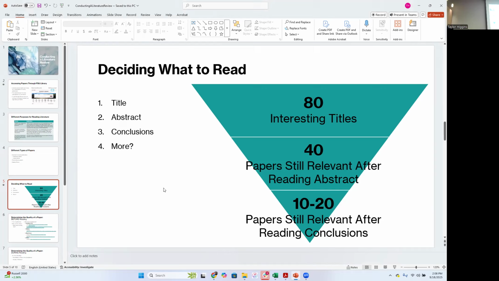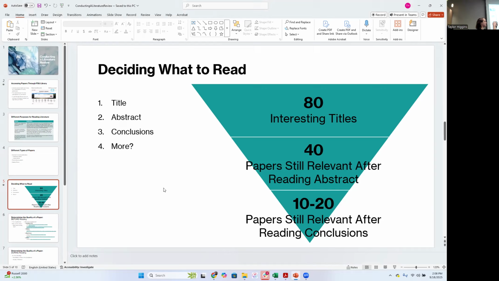First off, you're gonna look at the title. That's the first thing you're gonna see, and ideally, it's descriptive enough to determine whether it actually relates to what you're interested in. So maybe you take those 80 interesting titles and you go ahead and download those PDFs to your computer. The next thing that you might read is the abstract.